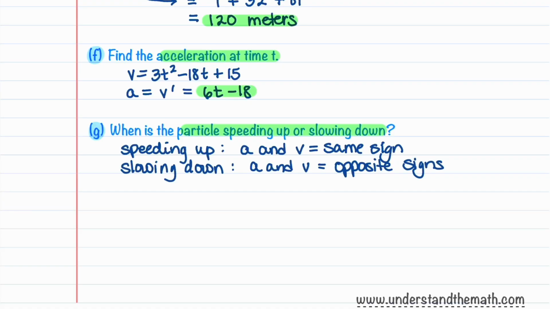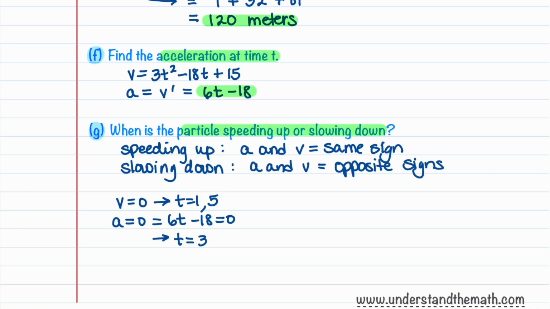To solve this problem, we need to focus in on when the velocity is 0 and when the acceleration is 0, and then look at the intervals on either side of those points. We already looked when the velocity was equal to 0. That happened when t is equal to 1 and t is equal to 5. Now we can find when our acceleration is equal to 0.